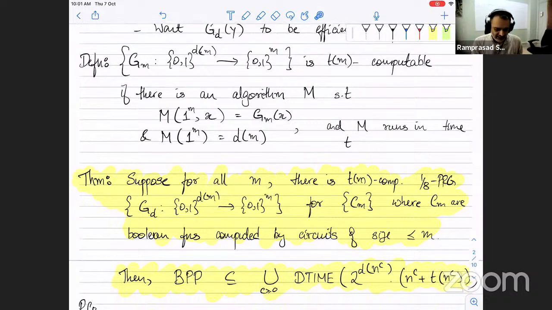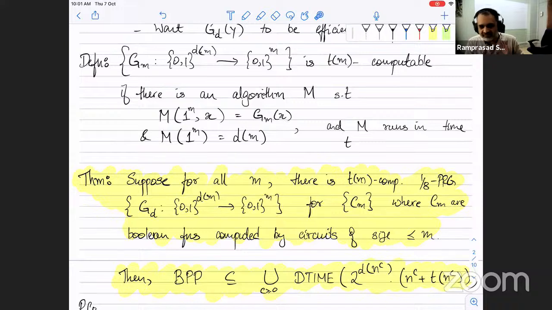If there is a generator that stretches D of M bits to M bits, against circuits of size, say, at most M, then it automatically tells you that you can de-randomize any randomized algorithm in some form. And how bad will your de-randomization be? Well, it depends on how small D of M is. So it's going to be something like 2 to the D of poly N, and there is some other factor which corresponds to how efficient this generator is.